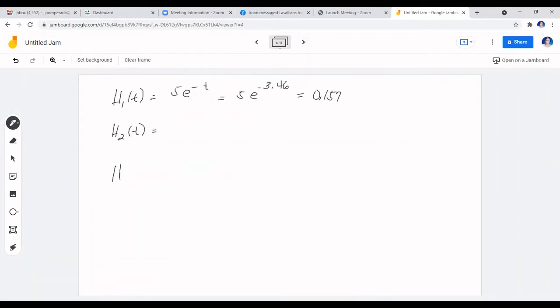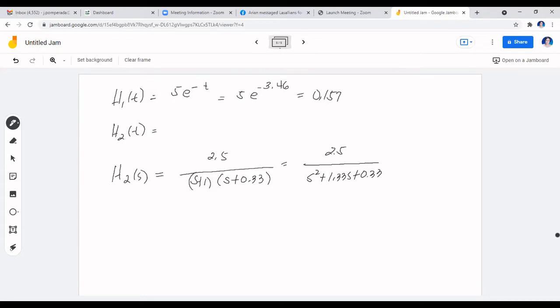So I will place first here H2 of S. Your numerator, if it serves me right, is 2.5, and the denominator is S plus 1 and S plus 0.33. We want this to look like an expanded quadratic denominator. So what do we have in here? You have S squared plus 1.33 S in the middle and a 0.33 here. And we have here a 2.5.